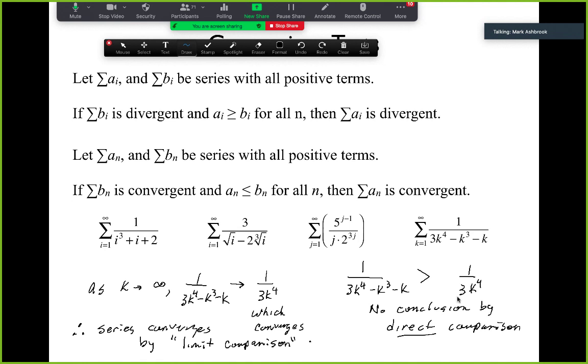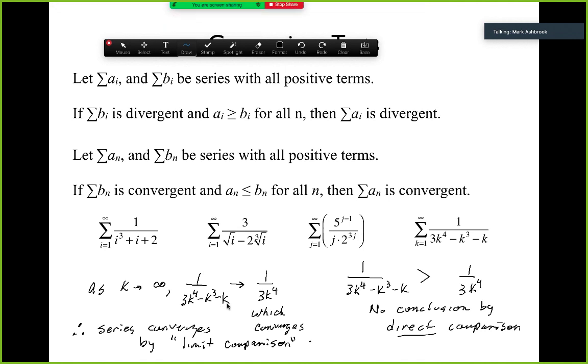But if there's no conclusion, then we can use limit comparison, which is still completely valid, right? It's just it doesn't have that strength of like, okay, every term is less, therefore mine converges. But it's still completely valid. Okay, thank you. You're welcome.